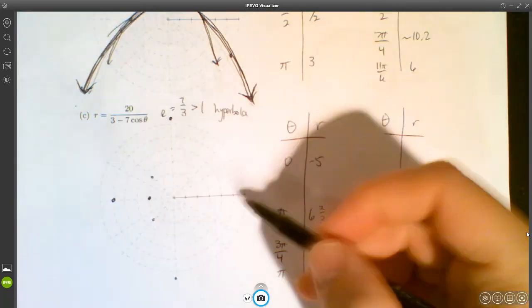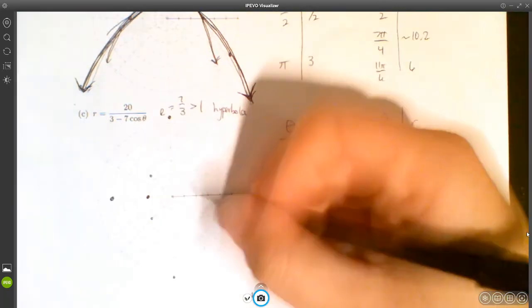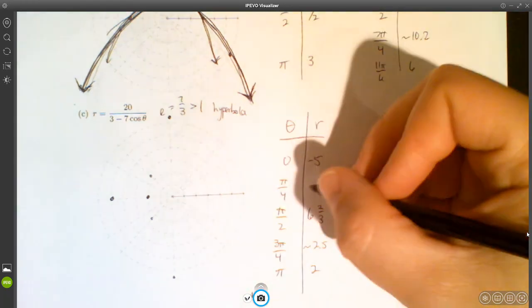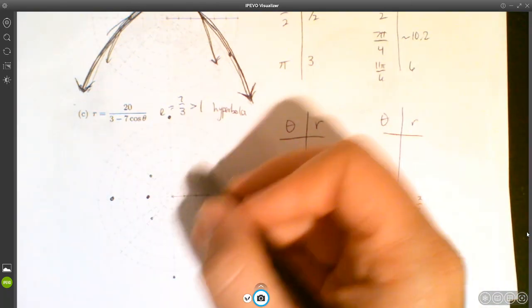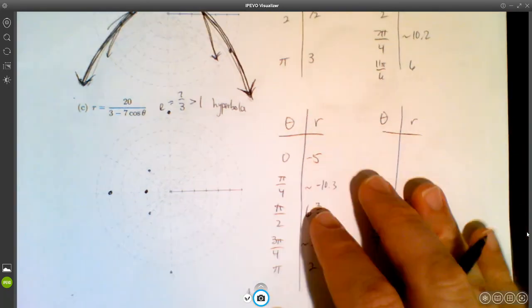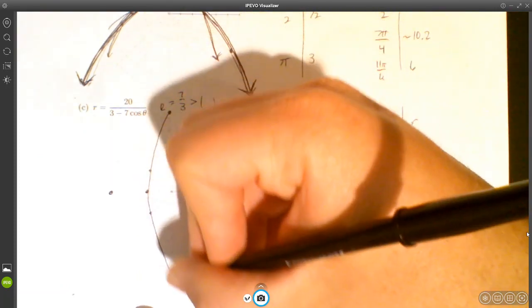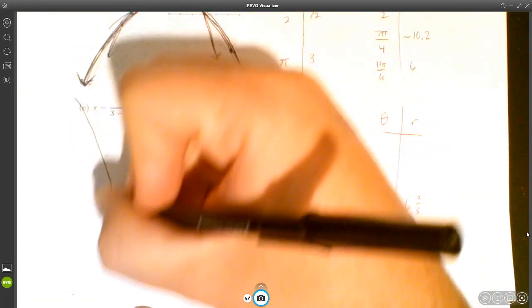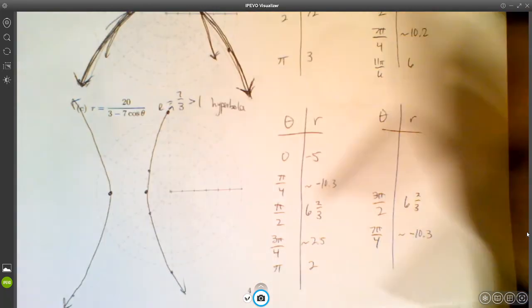Which means probably at pi over 4, the same thing happens, because cosine is the same in quadrants 1 and 4. So this is also going to be about negative 10.3. So at pi over 4, I'm at negative 10.3, so I'm also way out here somewhere. But that confirms my suspicion about this being the other branch. So I think this is one branch of my hyperbola, and then this is the other branch of my hyperbola. It's out here somewhere. So that must be what this conic section looks like.